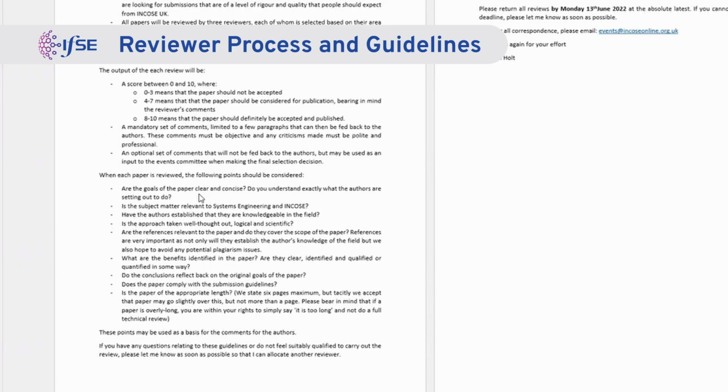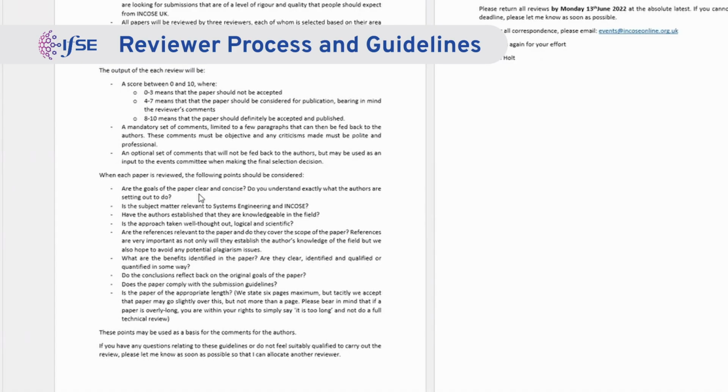Also, very importantly, this is the next point, is the subject matter relevant to systems engineering and INCOSE/INCOSE UK. So we say INCOSE there as the bigger INCOSE. Is it relevant to systems engineering? Because we've actually had some papers that have come in that have been quite good, but all of the reviewers have picked up that they're not actually that relevant to systems engineering. So that's important. It needs to be obviously under the umbrella of systems engineering.